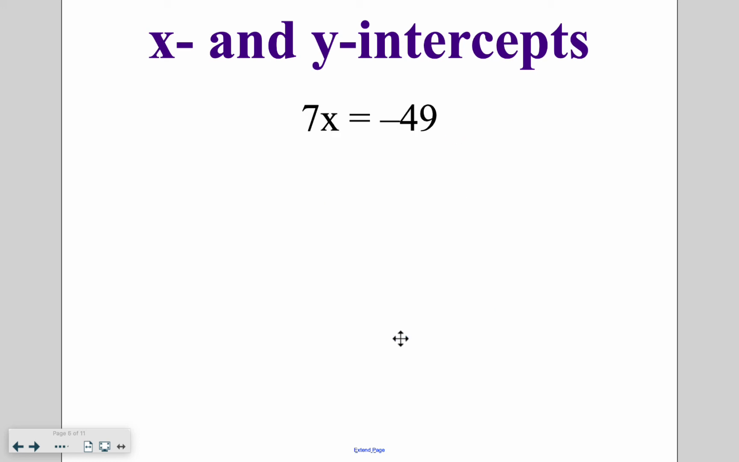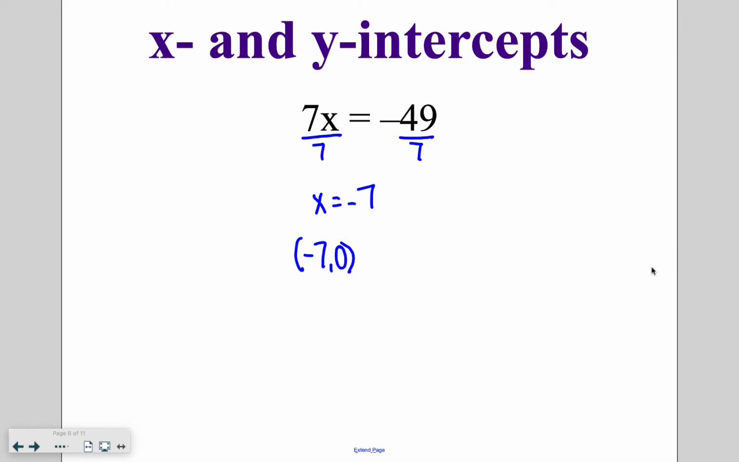When we have just a singular variable, we have just a singular intercept. So this is already x by itself. When I divide by 7, I get that x is equal to -7. So your x-intercept is at -7, 0.